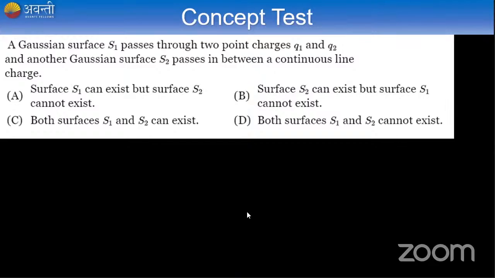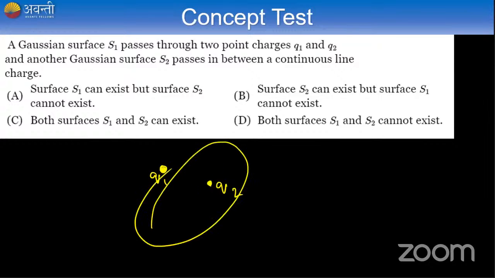So on Zoom, guys, you could start giving feedback also. In the meantime, you could try to answer this question, guys. Come on, try to answer this question. The question goes like this. Say a Gaussian surface S1 passes through 2 point charges. Say there is one point charge, another point charge, and my Gaussian surface passes through this.